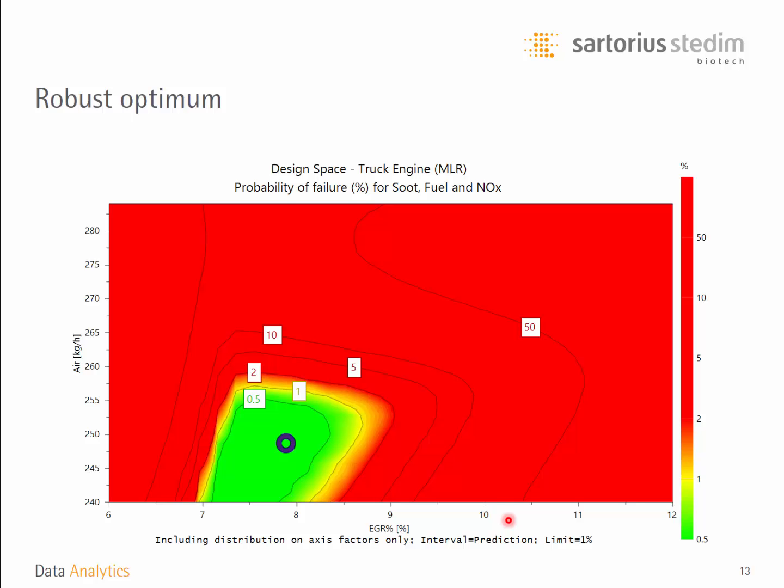And this point is located at the center of gravity of this green region, and it is labeled the robust optimum inside the Model 12 software. The robust optimum has maximum distance to the borders of the design space area or design space volume, and this is in a robust optimization sense a point to be preferred over any other point that is located on this response surface.